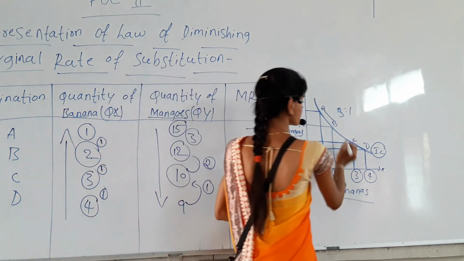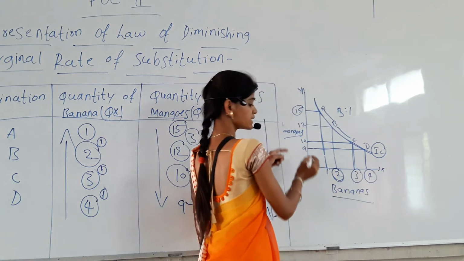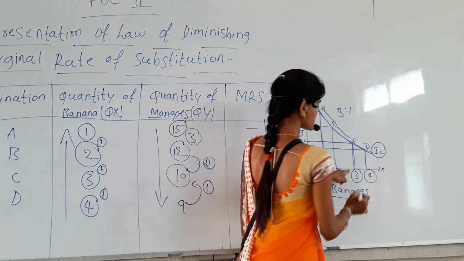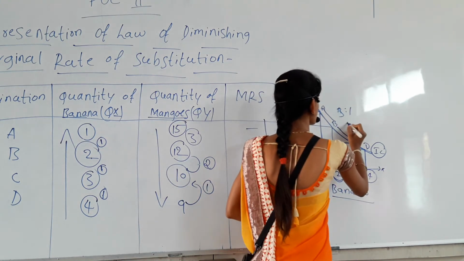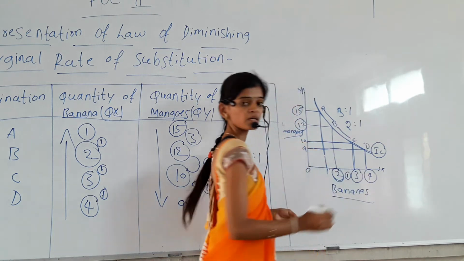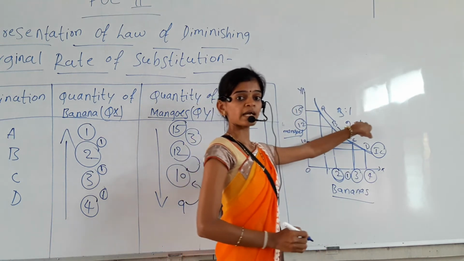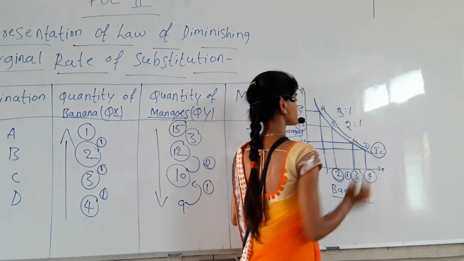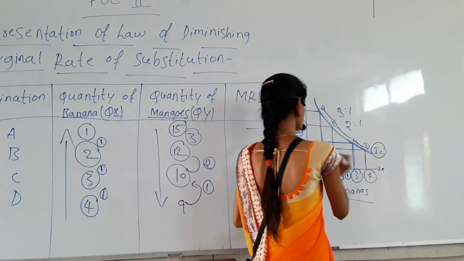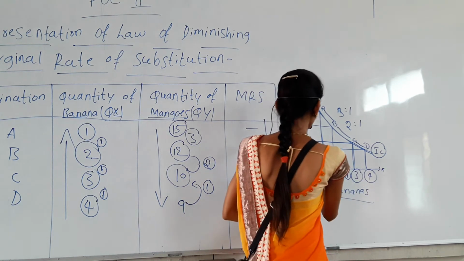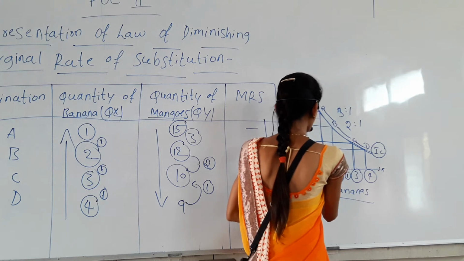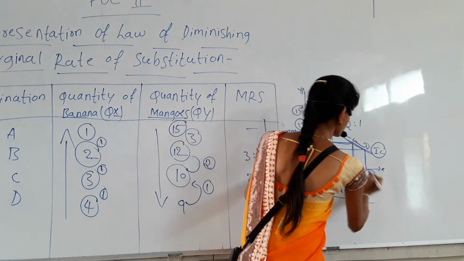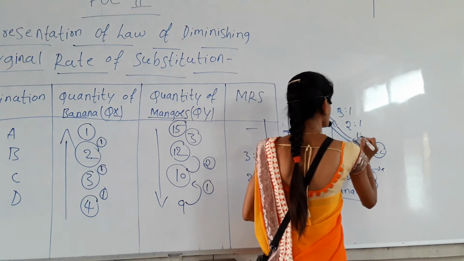Next comes B and C. Here it is 12 mangoes, and he adds 1 extra banana, forgoing 2 mangoes for the addition of 1 unit of banana. Next, C and D. Here it is 10 mangoes forgone for an additional unit of 1 banana. So that means 1:1.